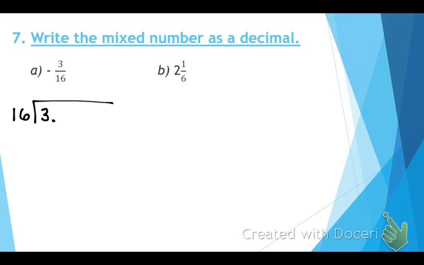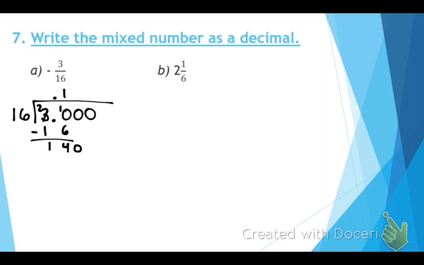All right, so we're going to go ahead and put our decimal point and add 3 zeros. Remember to bring that decimal point up. How many times can a 16 go into a 3? 0 times. How about a 30? 1 time. So we're going to put our 1 above the 0 in 30. 1 times 16 is 16. Let's subtract it. What do you get? 14.